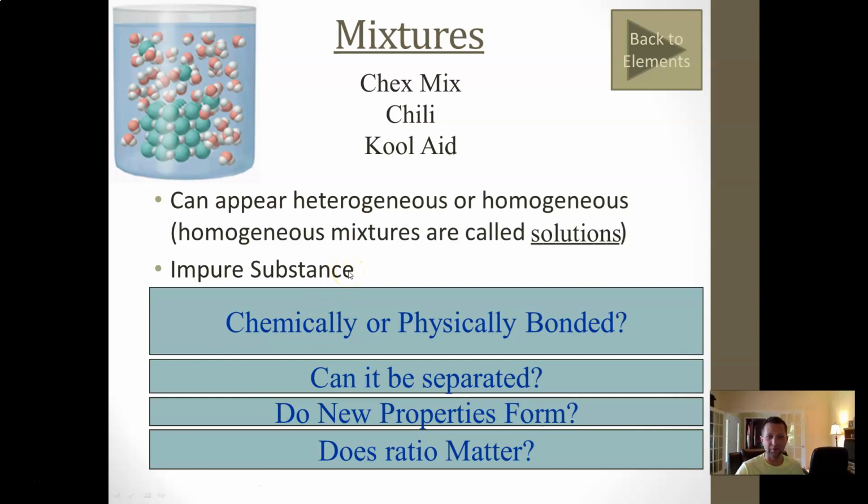There's no definite set of chemical properties or physical properties for Chex Mix. Okay, it doesn't have an exact chemical formula, so it doesn't have a definite set of properties you could look up. Okay, so elements and compounds, you could look those up online. You can look them up in a textbook or a reference book of chemical elements and compounds, and you could look up those definite values. Not the case for mixtures.